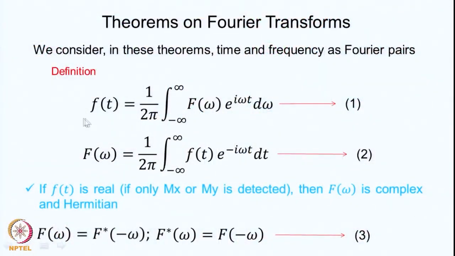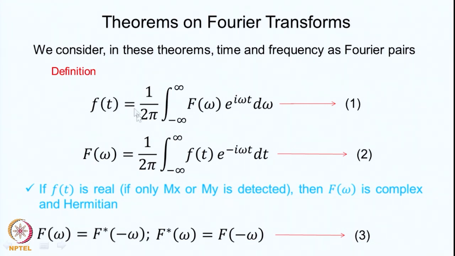So now we will go forward from here on, and that is to make some formal definitions of the Fourier transforms. Some theorems on Fourier transforms is what we are going to consider now. First of all, the definition, the Fourier transform definition, this is a mathematical operation. So the time domain function f of t is given by 1 by 2 pi integral minus infinity to infinity of a frequency domain spectrum F of omega e to the i omega t d omega. So this is the definition, and this actually represents our FID.